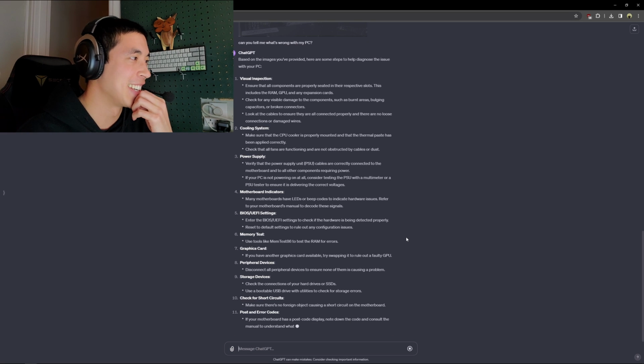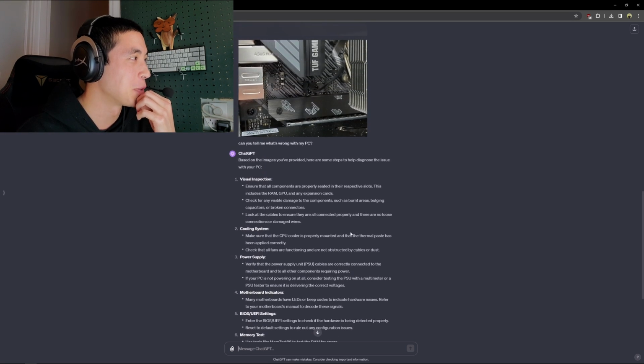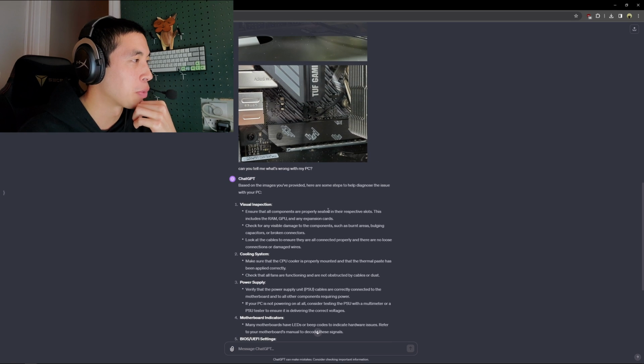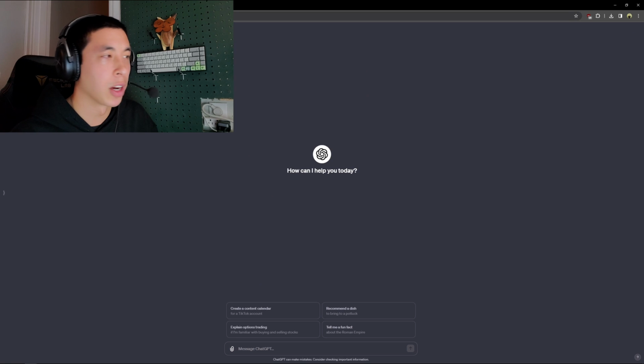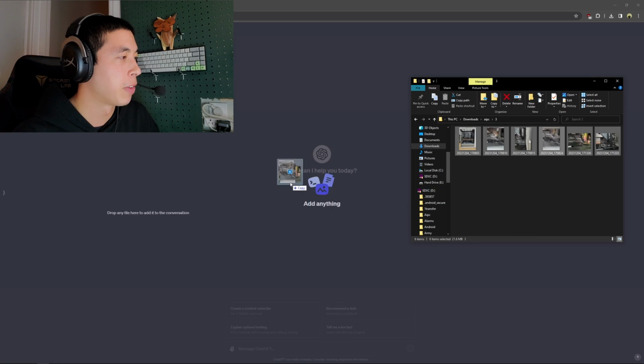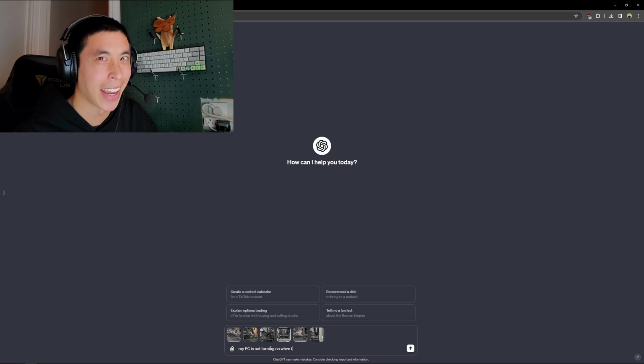At a quick glance, I don't think this is even coming close to describing what the actual issue is, but let's take a look. Ensure that all components are properly seated in their respective slots. Look at the cables to ensure that they are connected properly. Okay, this is all just super generic. Tell you what, I'm going to start a new chat, upload the same pictures, but I'm going to try to provide a bit more context to see if we can focus the AI down to a more concise answer.